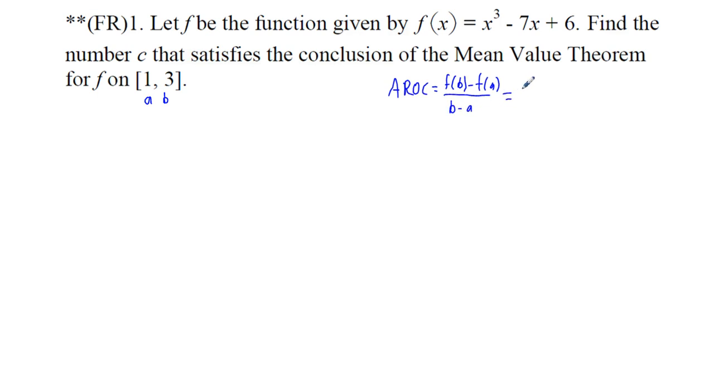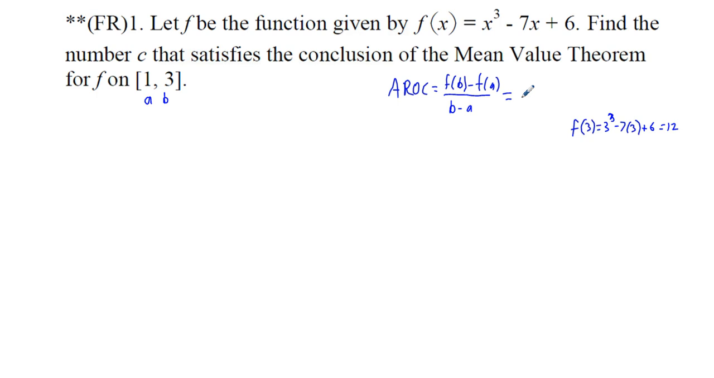And in this instance, let's go find f of b. I'm going to write this down here. f of 3 is equal to 3 cubed minus 7 times 3 plus 6. And that's going to be 27 minus 21, which is 6, plus 6, or 12.